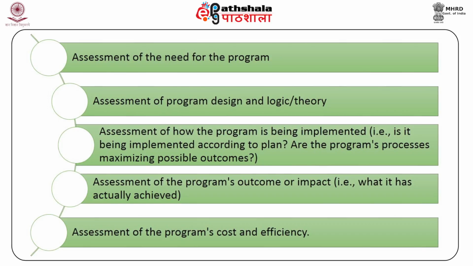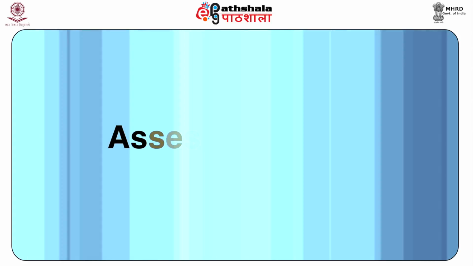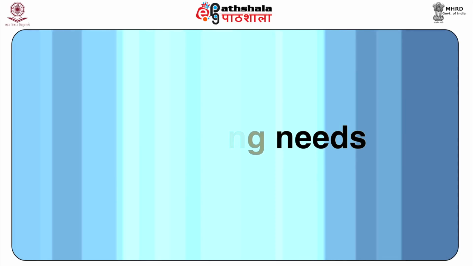3, assessment of how the program is being implemented. That is, is it being implemented according to the plan? Are the program's processes maximizing possible outcomes? Next is assessment of the program's outcome or impact. That is what it has actually achieved. And then finally, assessment of the program's cost and efficiency. Let's move on to assessing needs.